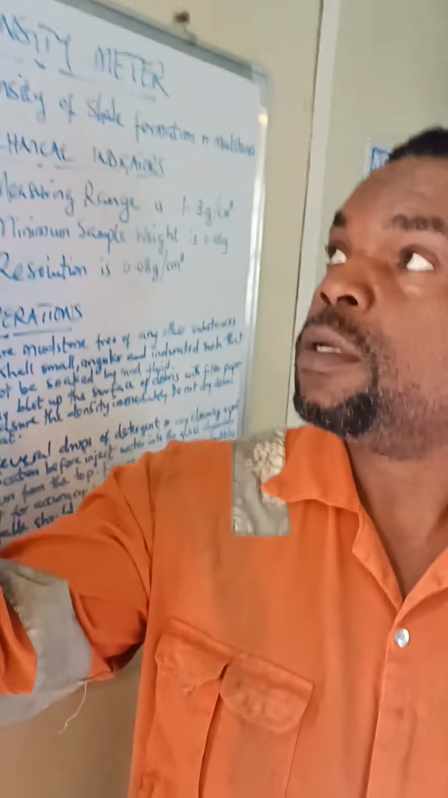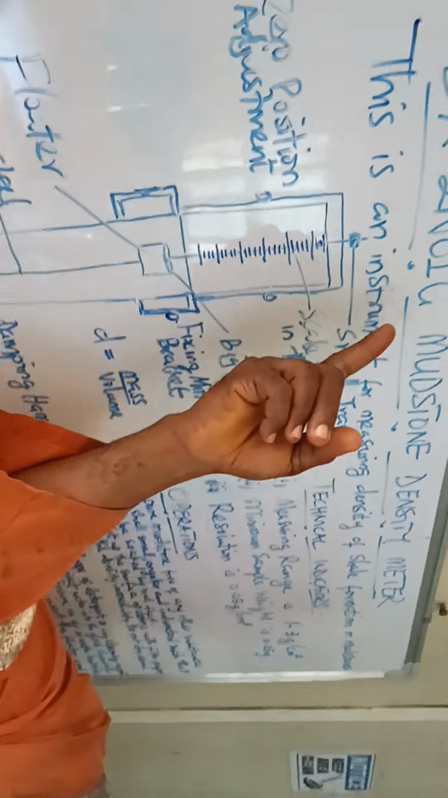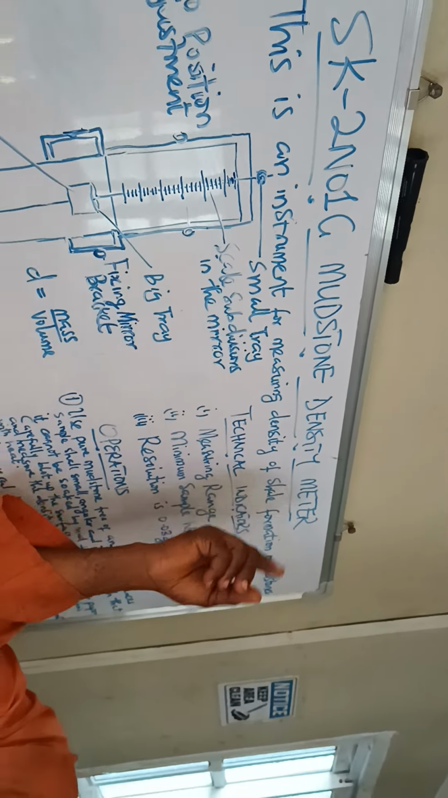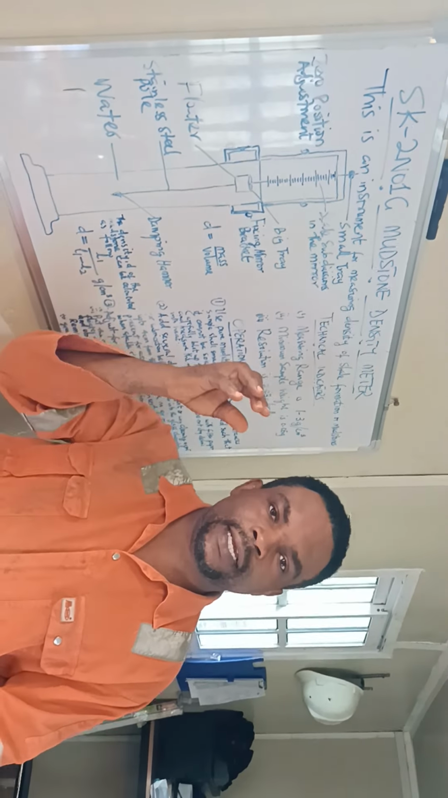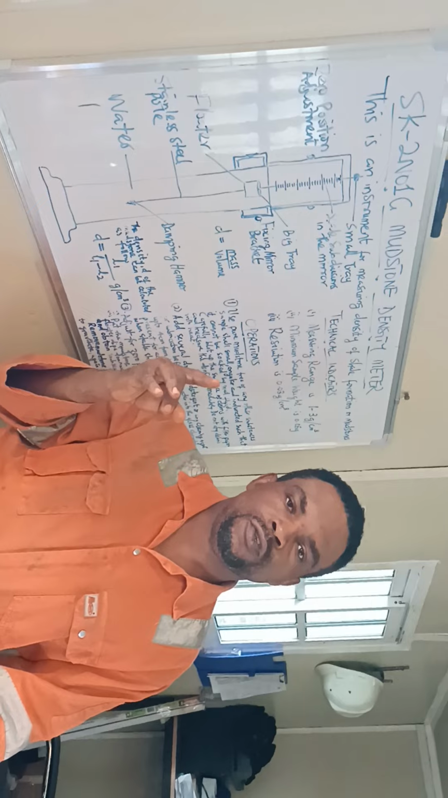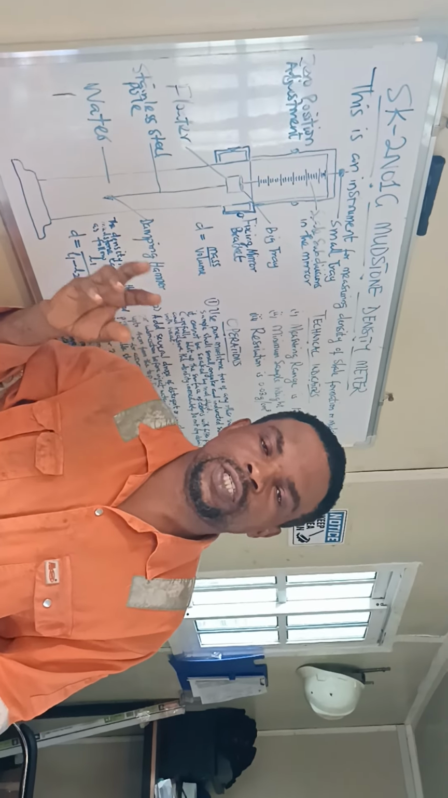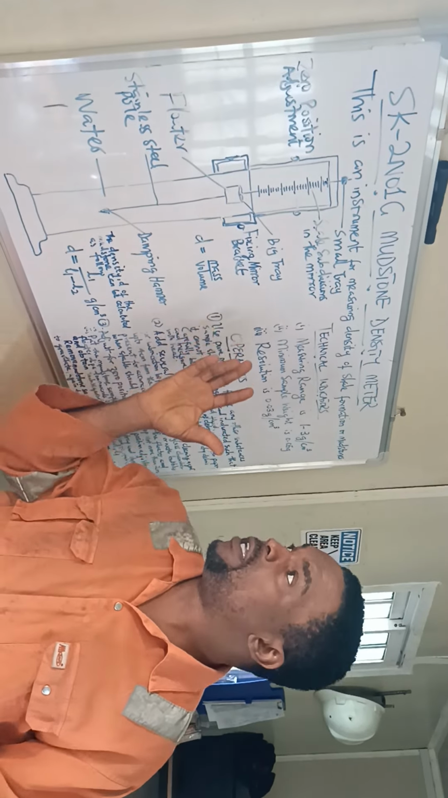Today, we want to do an exposition on one of our geological instruments, by name SK2NO1G Mudstone density meter. This instrument is used for measurement of mudstone density or shale cuttings, only shale cuttings. So I just want to do a brief explanation.